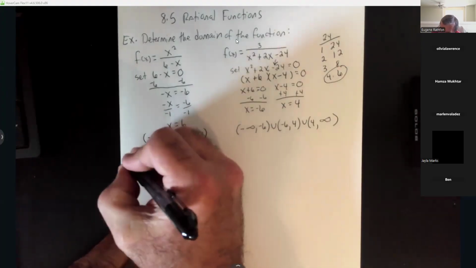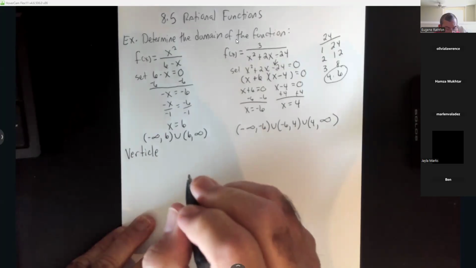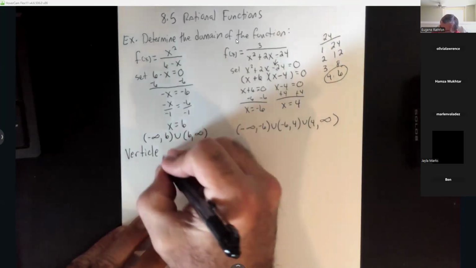All right, y'all. So let's get a definition here. A vertical asymptote.